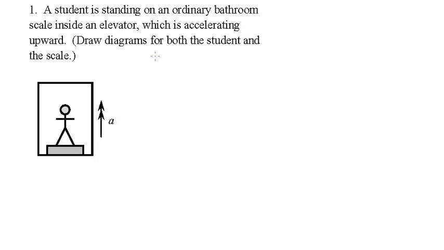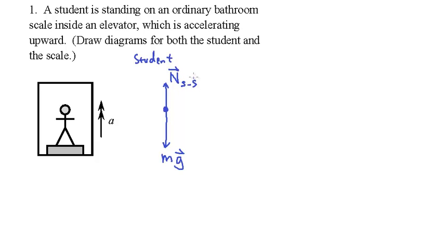So, problem 1 has a student standing on an ordinary bathroom scale inside an elevator, which accelerates upward. Draw diagrams for both the student and the scale. Remember, you're supposed to just draw the raw free body diagram and then show the coordinate axes you'd use. So for the student, first of all, the student has his weight. That is always mg, the student's mass, of course.